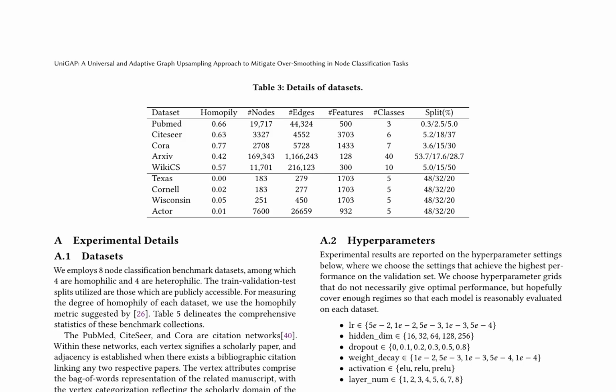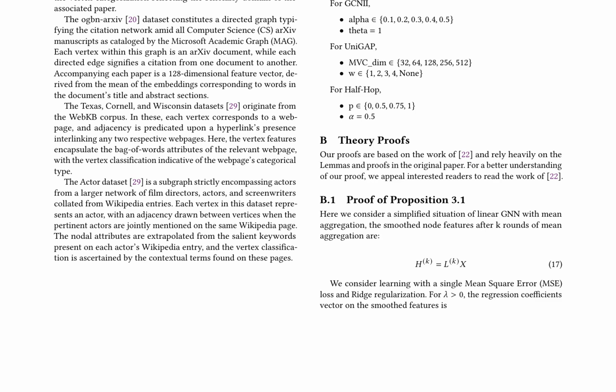The authors provide a theoretical analysis of UniGAP, which relies heavily on the work of 22. They consider a simplified situation of linear GNN with mean aggregation and introduce a single mean square error, MSE, loss and ridge regularization. The regression coefficients vector on the smoothed features is derived, and the test risk is defined. The authors show that when equipped with UniGAP, the model can learn the optimal node receptive field and message propagation process, making the model operate on the optimal graph structure.